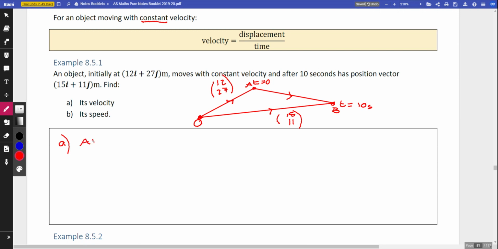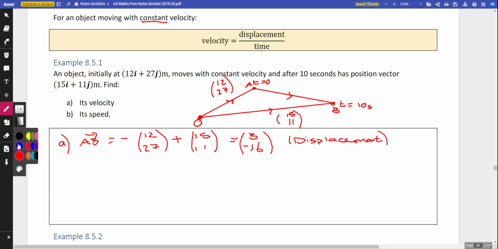So to calculate A to B, I am going to go back along this line here. So going backwards, I've put the minus sign, and then I am going forwards from O to B, so that gives me 15, 11, and that is going to give me my displacement. So minus 12 plus 15 is 3, and minus 27 plus 11 is minus 16. So that is our displacement for the question.